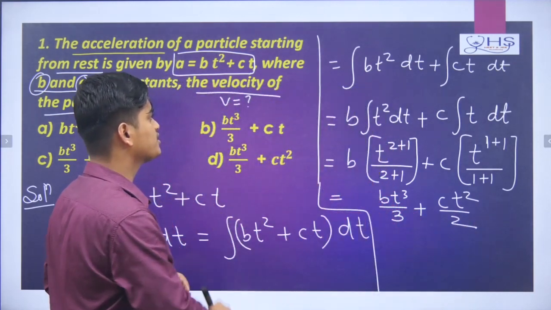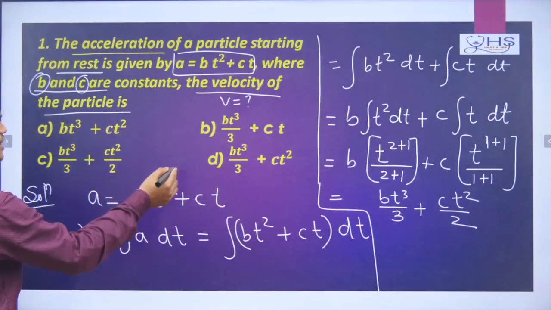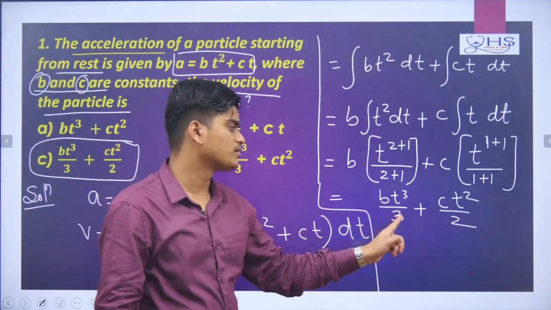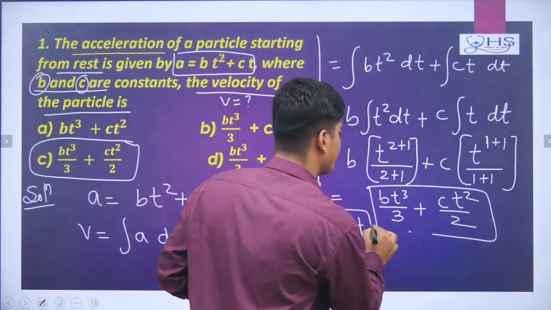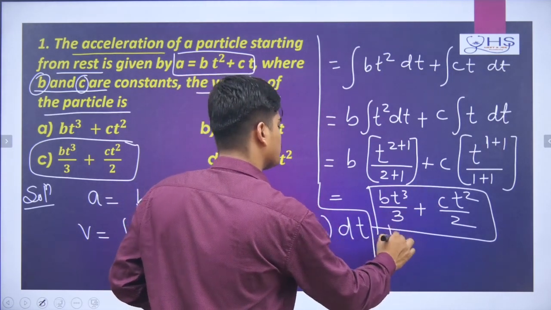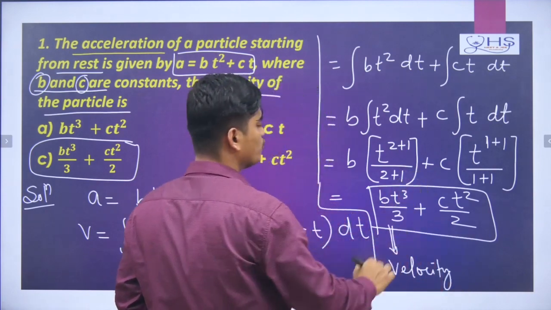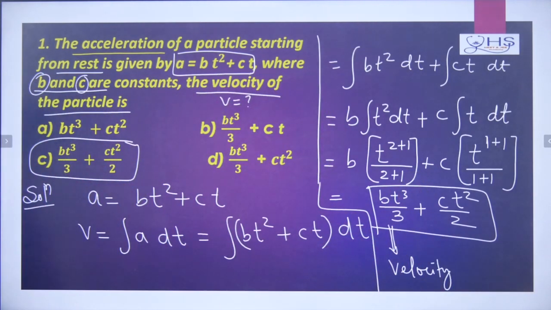So now this is nothing but this is what? This is your velocity. If you check options, they asked velocity. So option C is matching correctly with this expression. So b t cube by 3 plus c t square by 2, this is nothing but velocity. So first question, that's why step by step I solved everything.